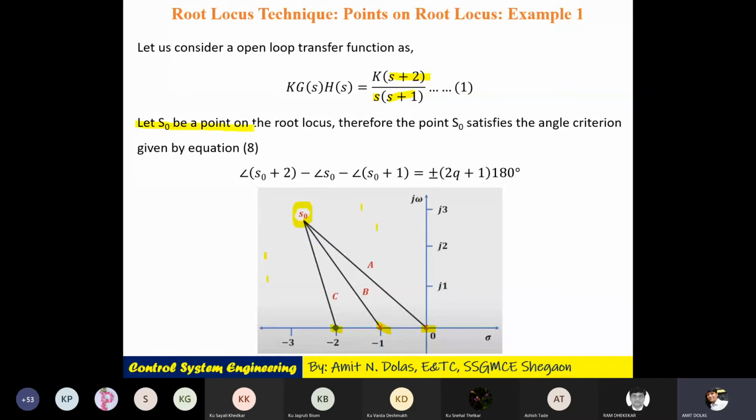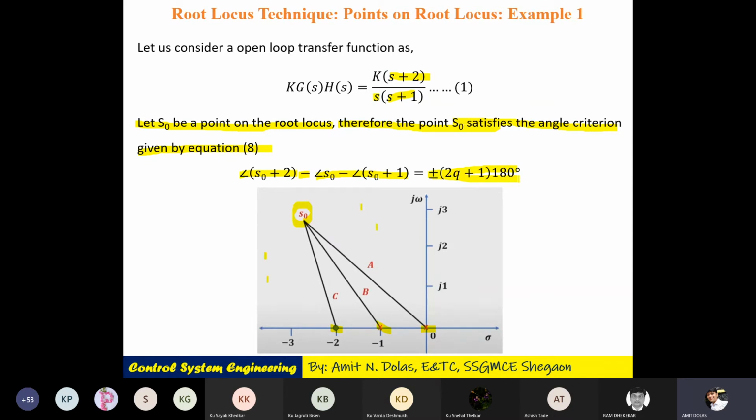So let s0 be a point on the root locus. Therefore the point s0 satisfies the angle condition given by equation number 8. What is the angle condition? The summation of the angles of all the zeros minus the summation of all the angles of the poles, and it should follow this value.